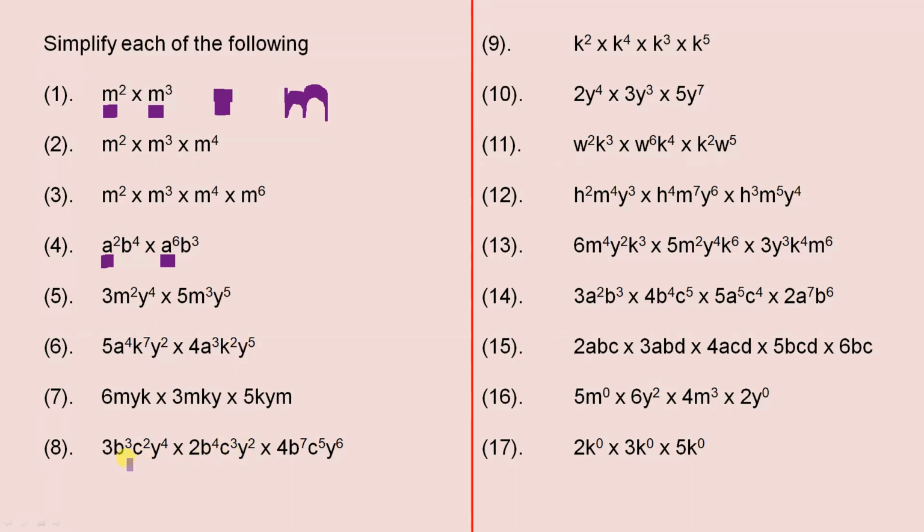As we come down to the examples here, which are a little bit more involved, we can multiply the leading terms, 3 times 2 times 4, and you write that down. Then you look at the letters. Here we have b cubed, b to the power of 4, and b to the power of 7. So we do those. We do the same for the c's, and we do the same for the y's.